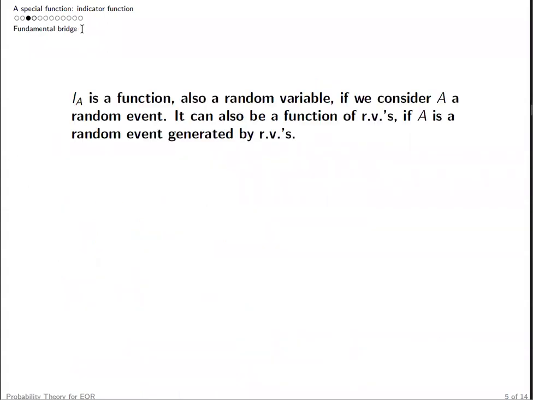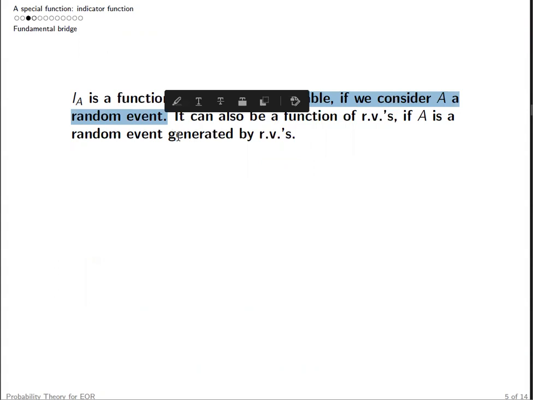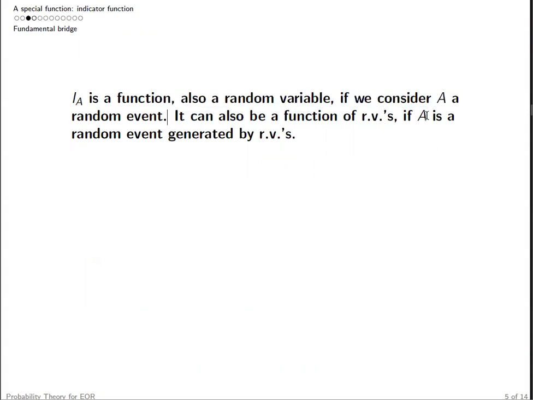Before we introduce the fundamental bridge, let's summarize a little bit what we have just discussed. We noticed that IA is a function and it has some very special properties. It can also be a random variable, right, if we consider A a random event. And if we take random event A to be a random event generated by random variables, this indicator function can also be regarded as a function of random variables. It depends on how we choose this set A.